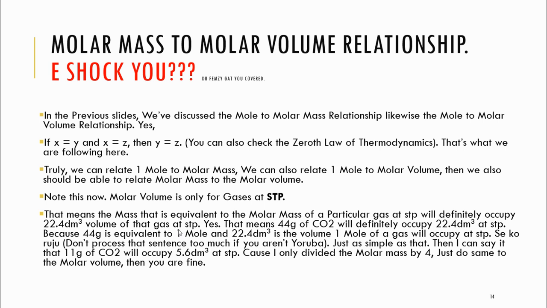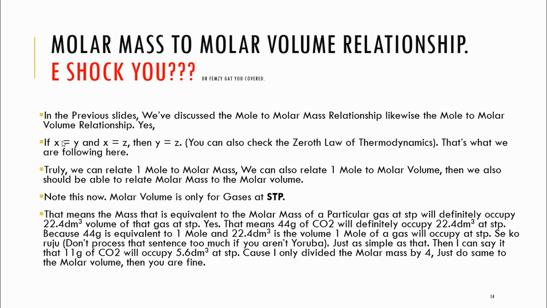Okay, so the idea is, let me just quickly use this. If I say 1 mole of CO2 is 44 grams, and I also say 1 mole of CO2 at STP is 22.4 dm cube, that means 44 grams of CO2 will occupy what? 22.4 dm cube. That's the idea. Okay, moving on. That's just the idea behind this.